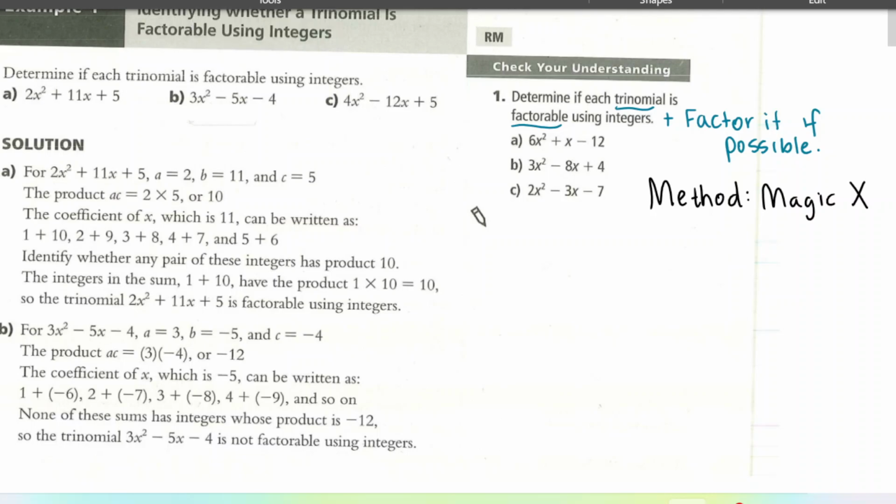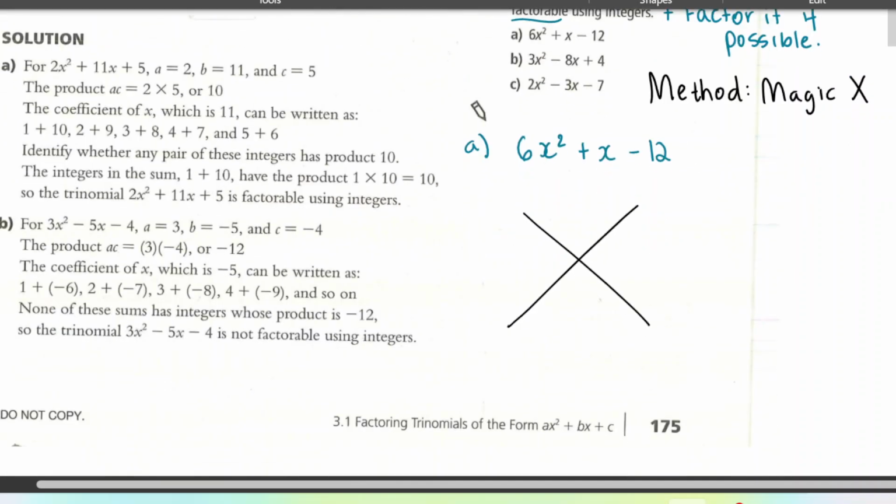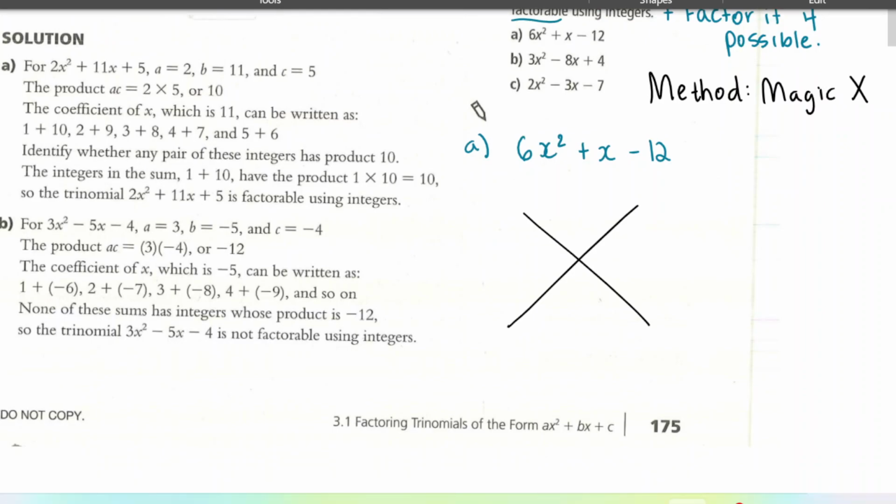Okay, so I'm going to start with my polynomial, 6x squared plus x minus 12. And what I'm going to do here is just set up my X just like I did before so I can organize my work. I'm just going to scroll down a little bit so I have some space. And instead of solving the puzzle this time with just writing c, I'm going to write a times c.